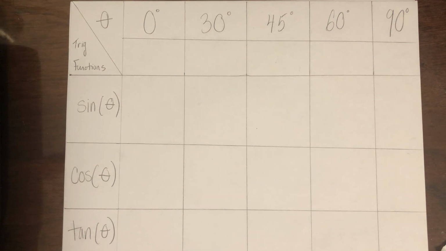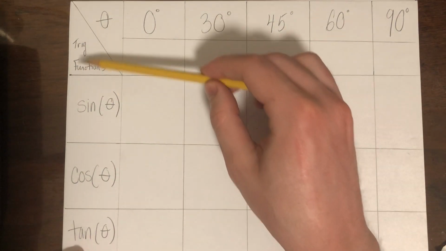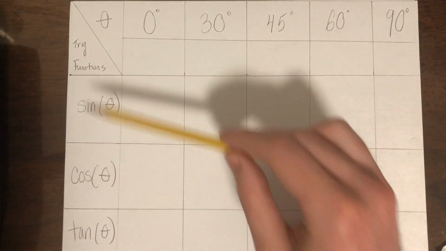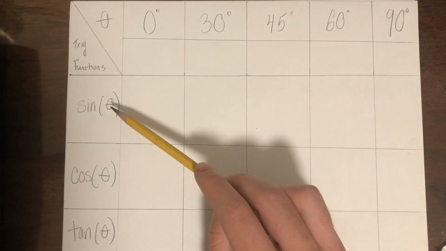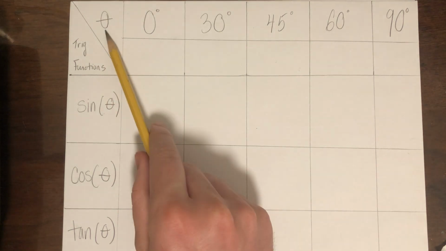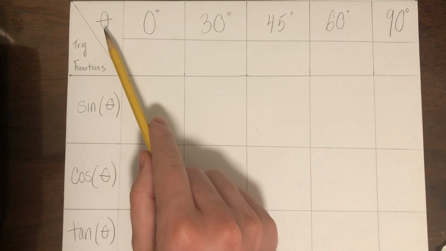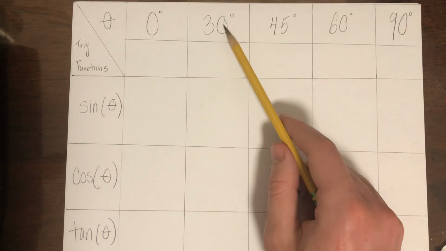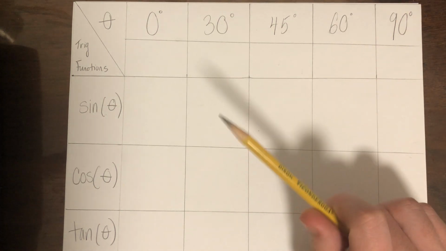Great. All right. So the first thing I want to do is just explain this table. So this is a pretty standard trig table. The way this works, where I have this diagonal line, it means that all of these rows are all trig functions. So we've got sine, cosine, and tangent, all of theta. That could be in radians or degrees. It's just the measure of an angle. And on all these columns, those are representing the angle theta. So here we've got 0 degrees, 30 degrees, 45 degrees, 60 degrees, and 90 degrees.